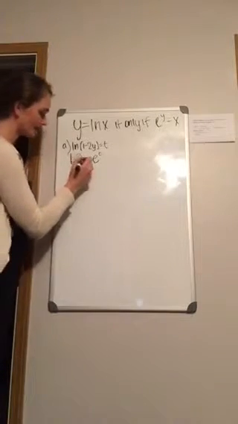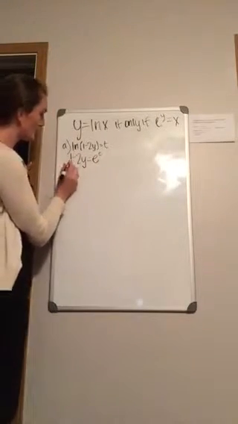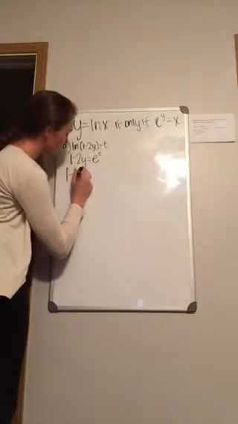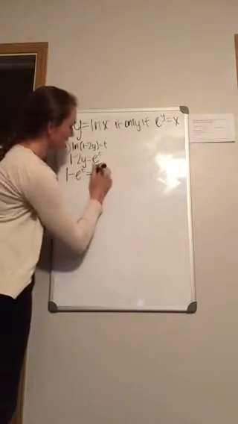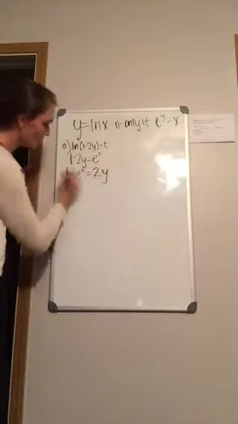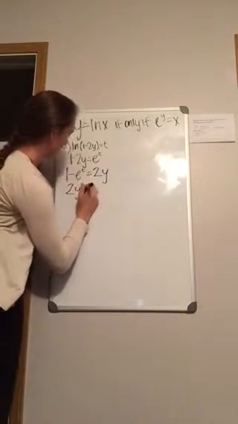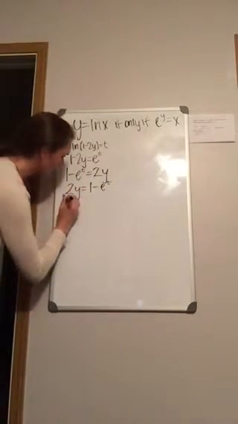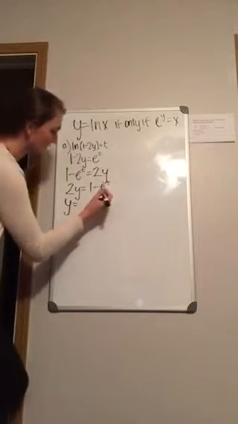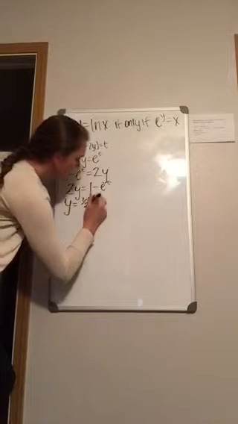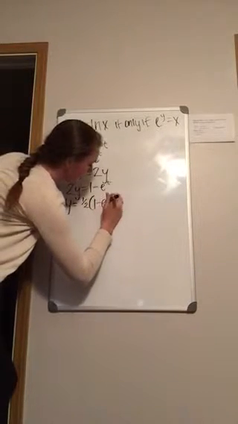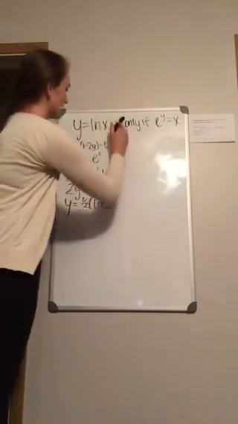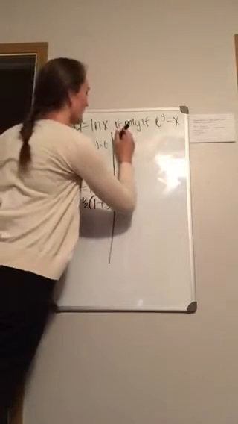Then we want to isolate the y. So first we're going to add 2y to both sides and subtract e to the t power from both sides. So 1 minus e to the t, adding the 2y, equals 2y. We're going to switch this around: 2y equals 1 minus e to the t power. Then we want to isolate the y, so we divide both sides by 2, so y equals 1/2 times 1 minus e to the t power. And that is isolated.